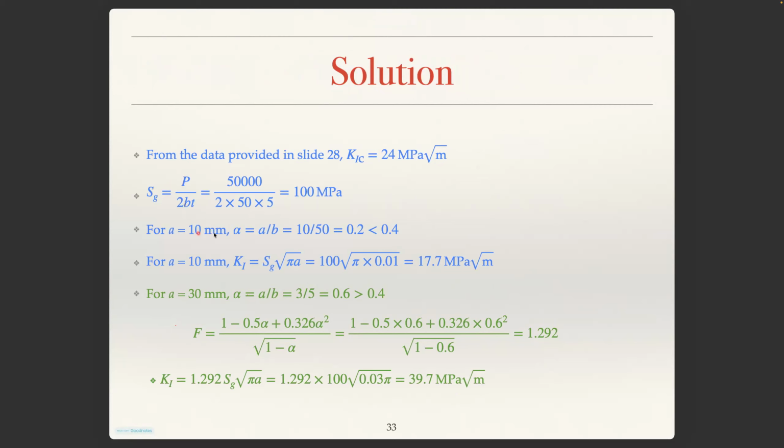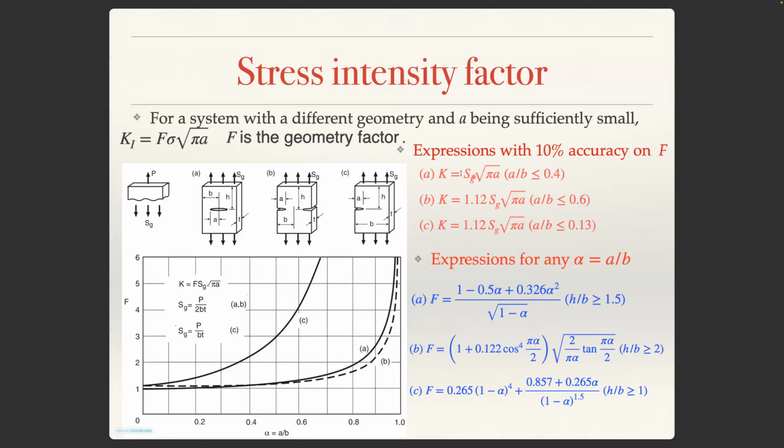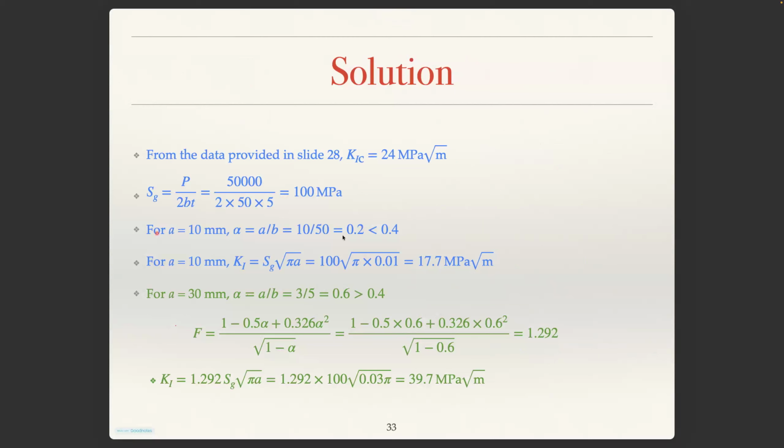For a equal to 10 mm, alpha is equal to a by b, that is 10 by 50, that is equal to 0.2, right? That is less than 0.4. So I need not use any geometric correction factor. So for a equal to 10 mm, I can use K1, that is 17.7 MPa root meter.